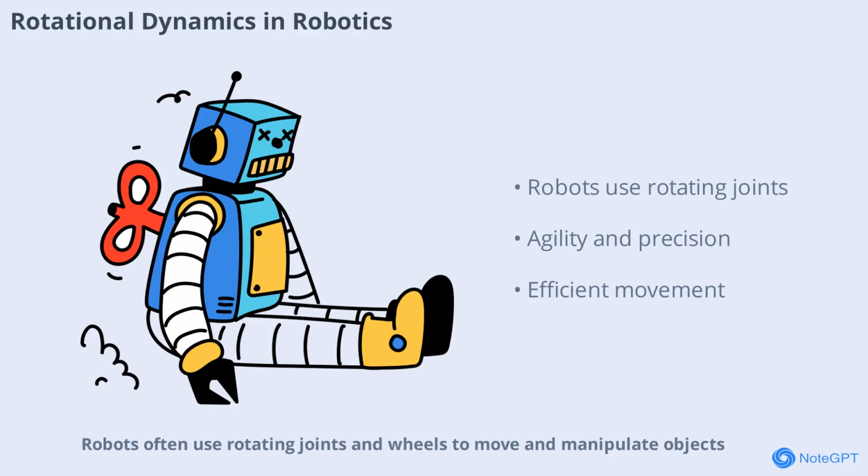Robots often use rotating joints and wheels to move and manipulate objects. Engineers apply the principles of rotational dynamics to design robots that are agile, precise, and efficient. By understanding how torque, angular velocity, and moment of inertia interact, robotic systems can perform complex tasks with accuracy and speed.